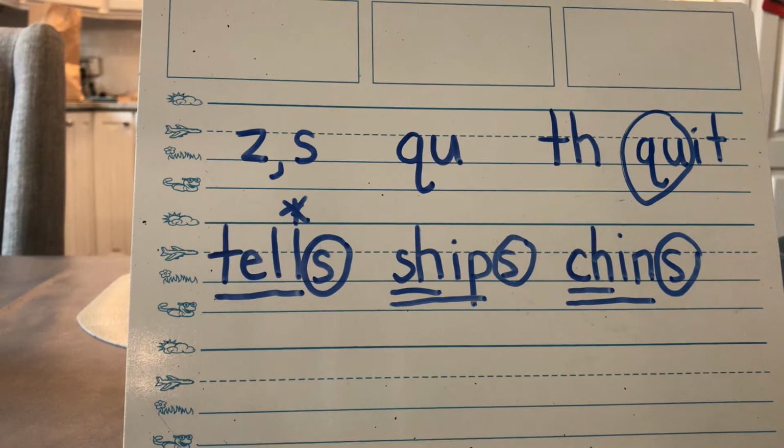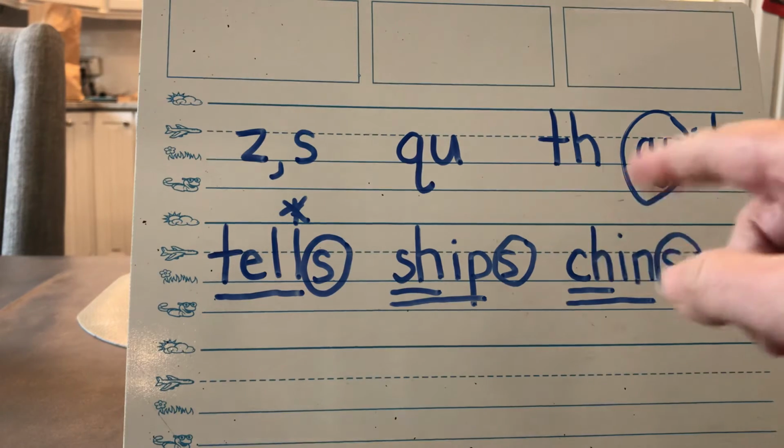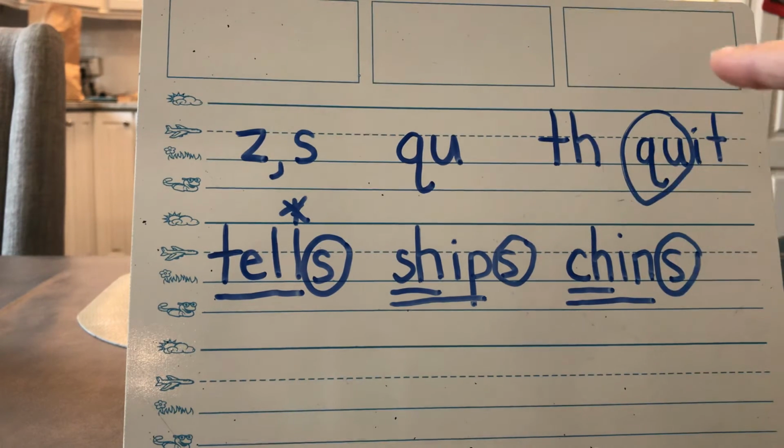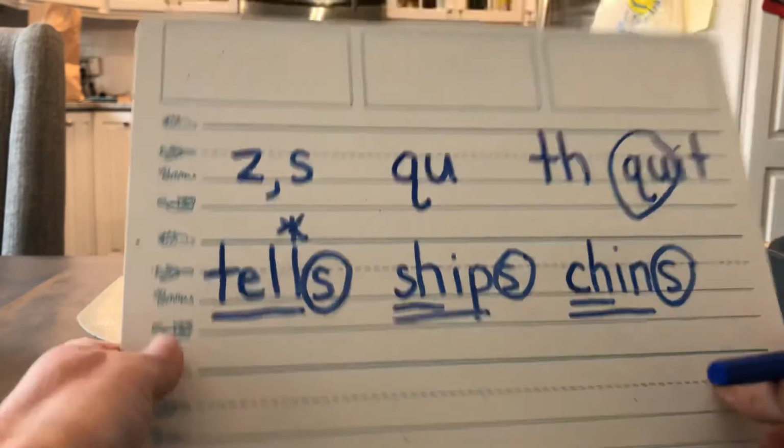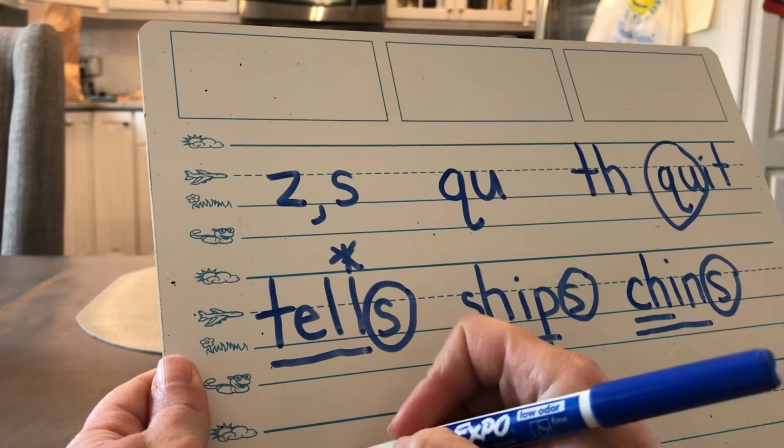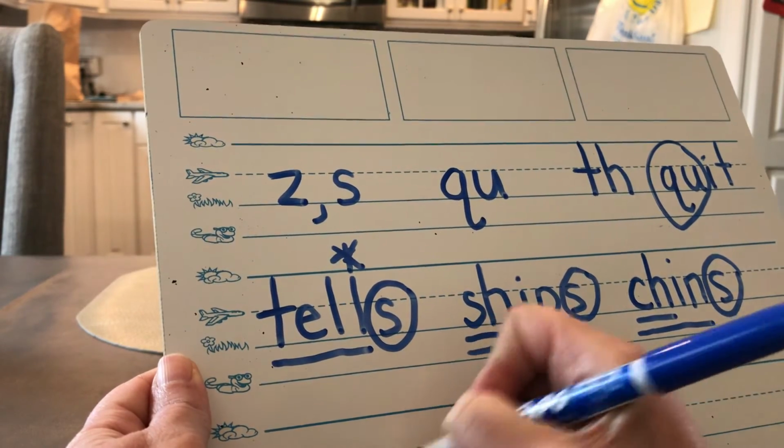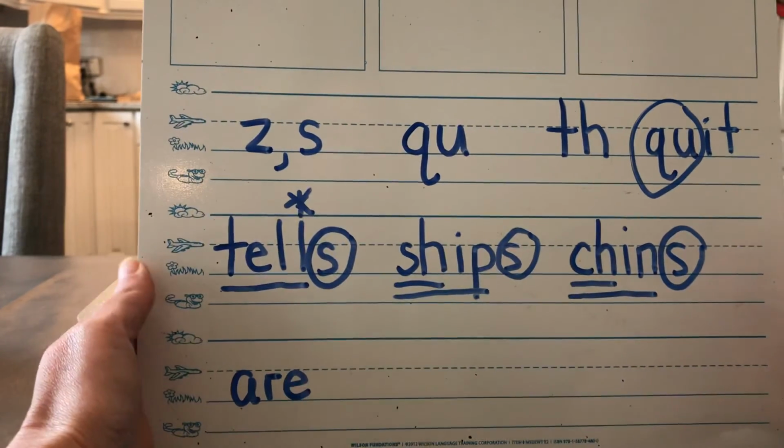Now we're going to write 2 trick words. Remember, we can't tap out trick words. We have to memorize them. So the first word is are. How do we spell are? Let's think. A-R-E. Now we can write it on our board. A-R-E. We are doing foundations. A-R-E.